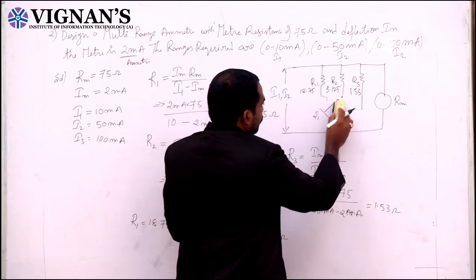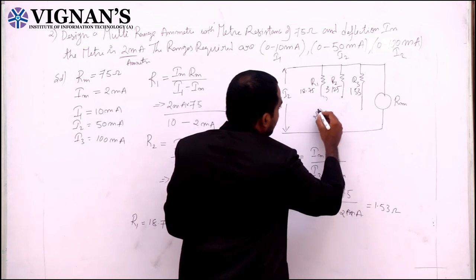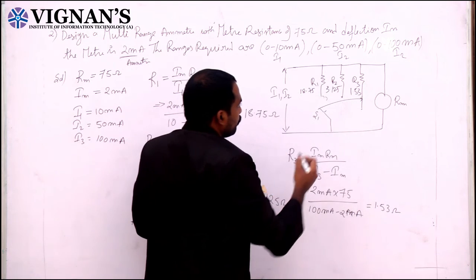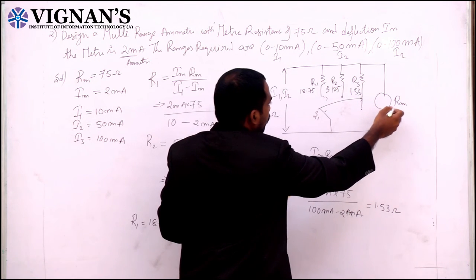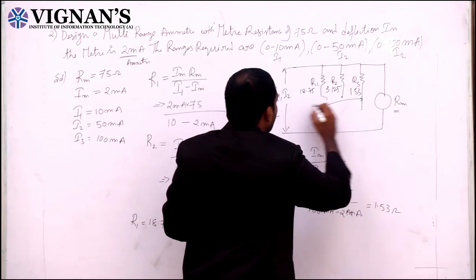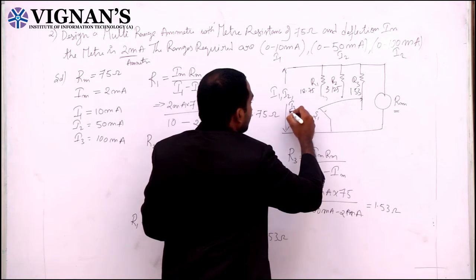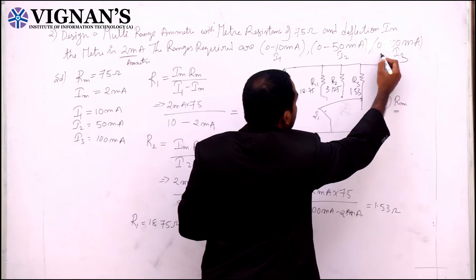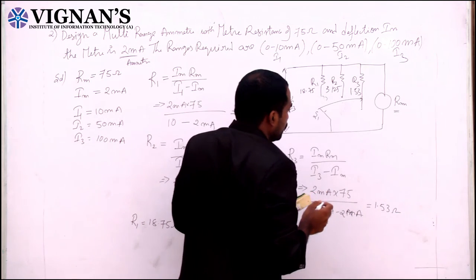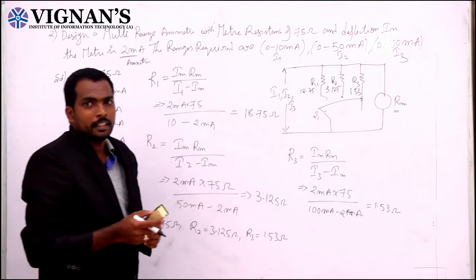Similarly, if S1 is shifted to point 3, that means R3 is connected in parallel with your meter resistance Rm, then it can measure a current of I3, where I3 is equal to 0 to 100 milliamps. So this is all about multi-range ammeters.